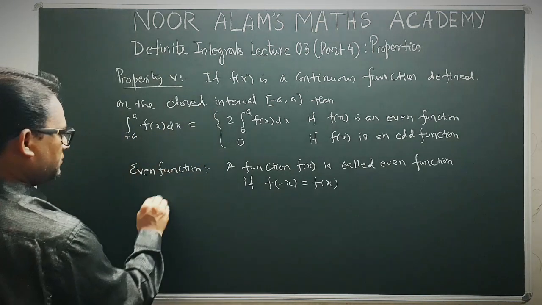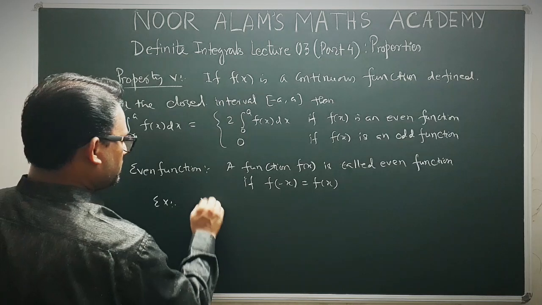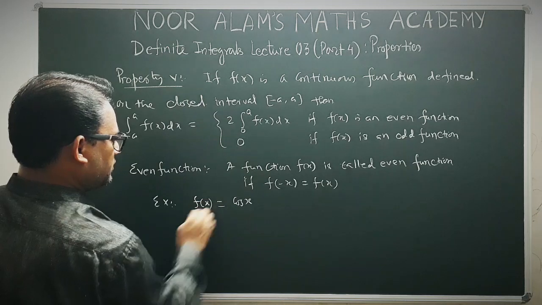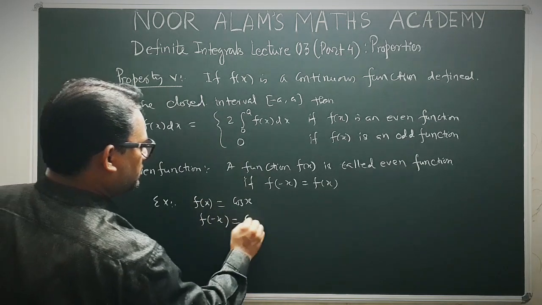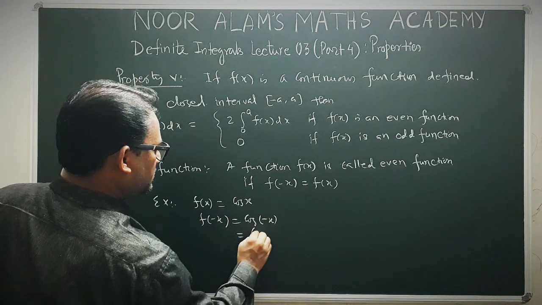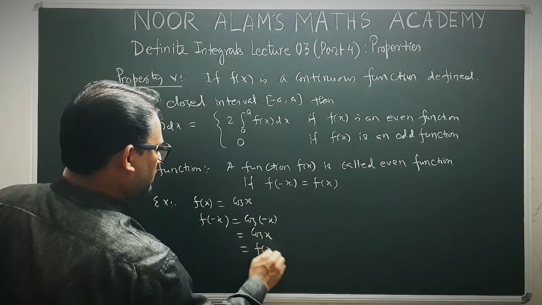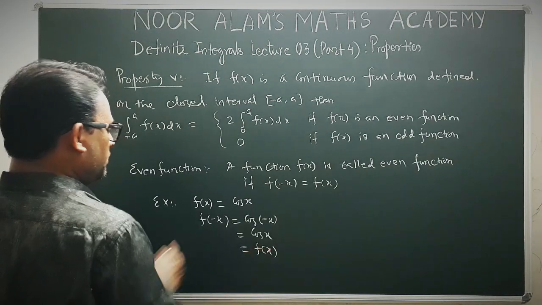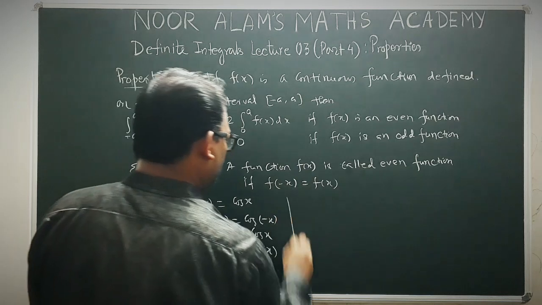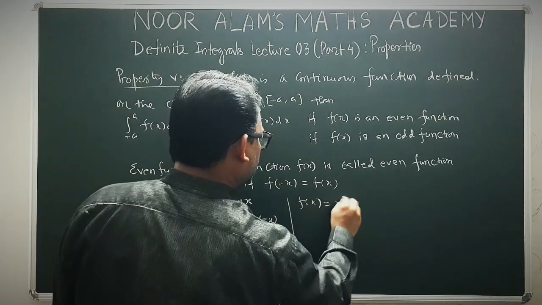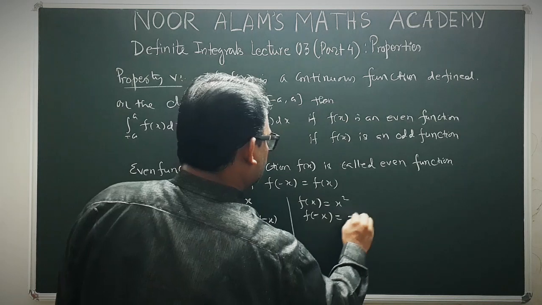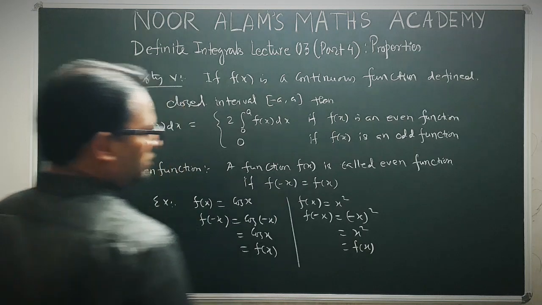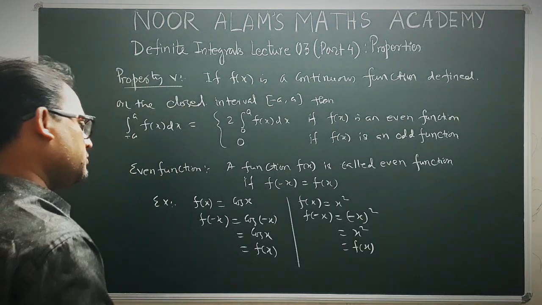Now for example, suppose f(x) is cos x. We see that f(-x) is equal to cos(-x), which is nothing but cos x, which is equal to f(x). So when we replace x by minus x, we get the same function. So this is an example of an even function. Now if you take f(x) equal to x square, and put minus x, you get (-x) whole square, which is equal to x square, that is f(x). So f(x) equal to x square is also an even function.